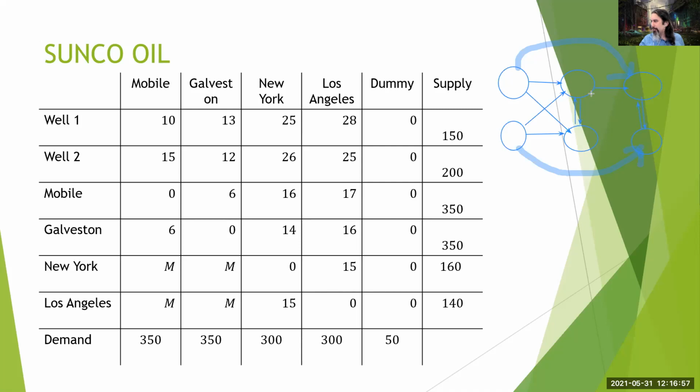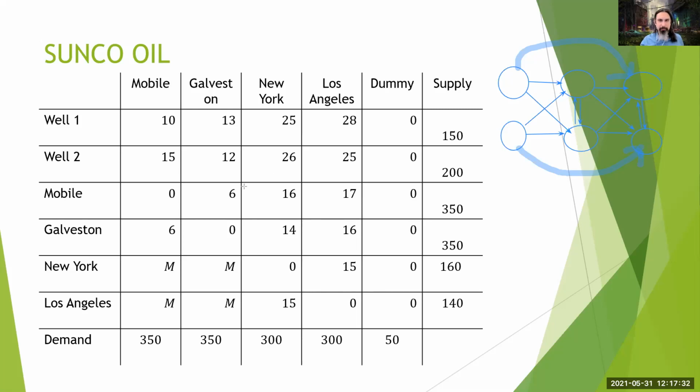And these can send to the finishing points. So as you can see, these two demand points can also send stuff to each other, but they cannot send back to other places. So New York and Los Angeles cannot send back to Mobile or Galveston, and well 1 and well 2 are not even taking anything, so they cannot be demand points, so they're not even in the list over here. So these two can send to each other.